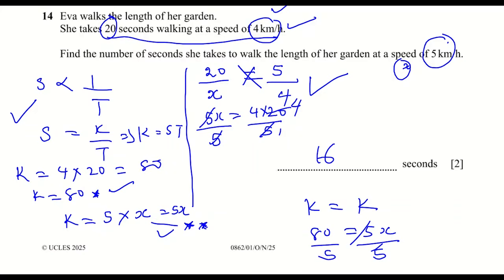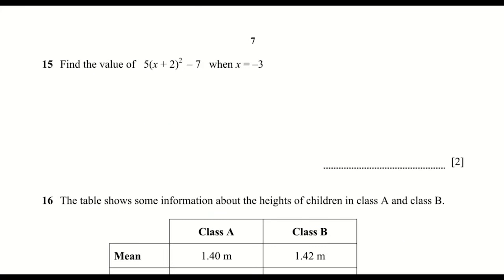That will be question 15. Find the value of 5 into x plus 2 to the power of 2 minus 7 when x is negative 3. So let's key in the value of x. Negative 3 plus 2 to the power of 2 minus 7.